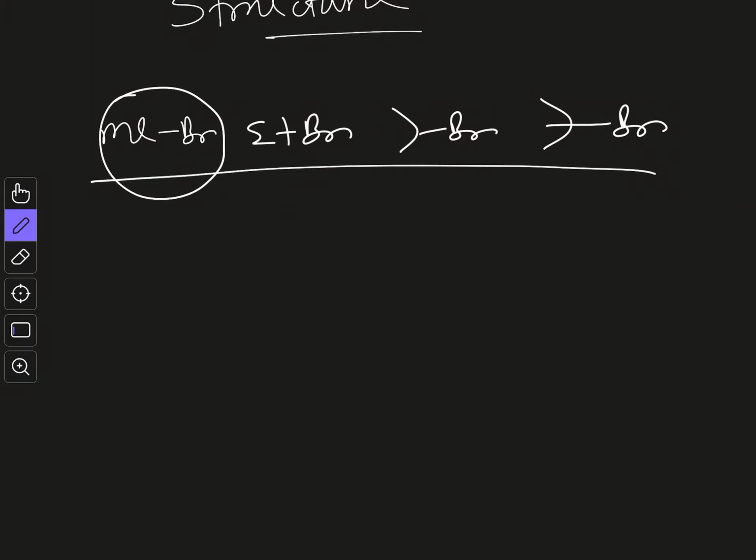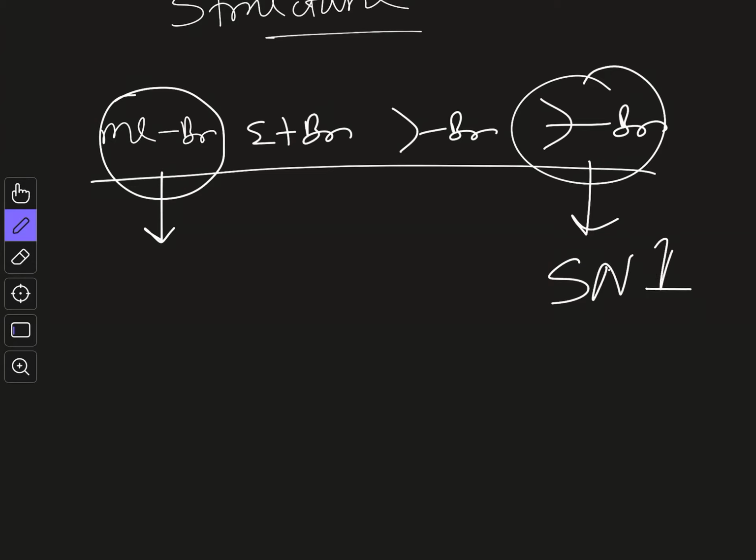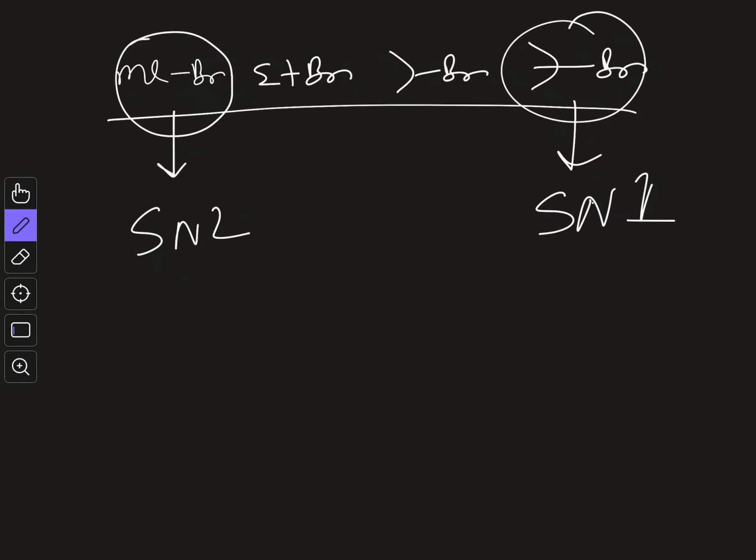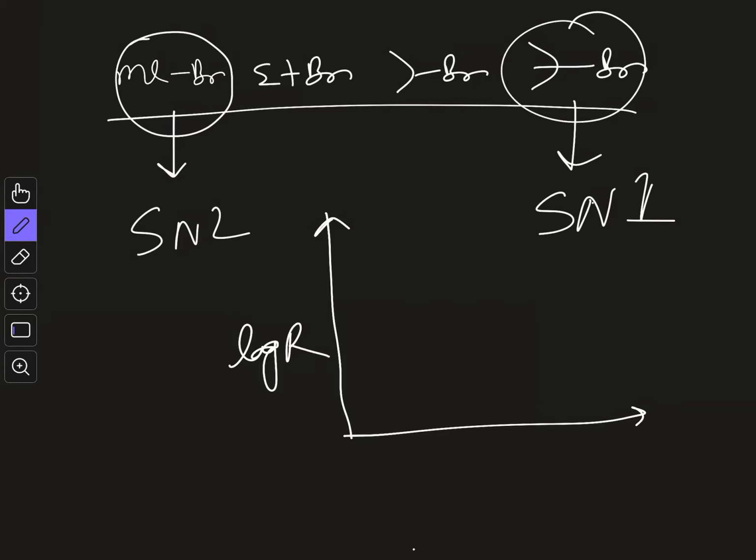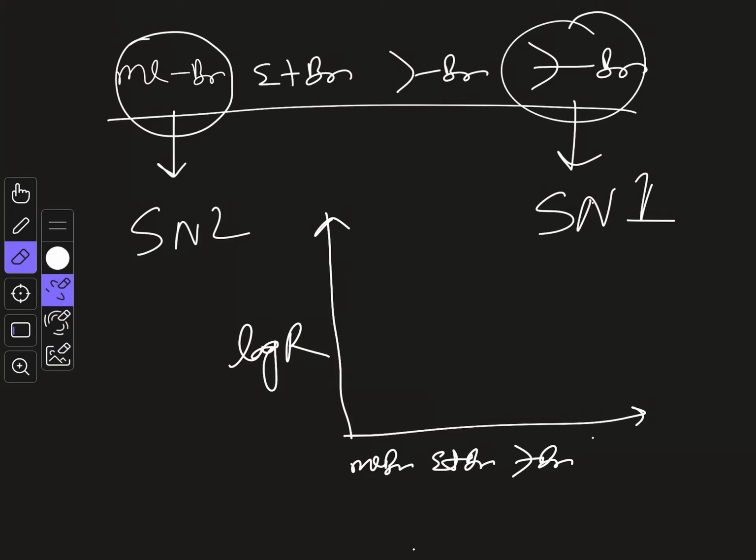Now both the first one, the methyl bromide, and the tertiary butyl bromide, we already have seen that this tertiary substrate shows SN1 reaction and this shows SN2 reaction, and both are very fast. So if we put their rate in a graph, this is, let's say, log of rate, and this is the substrate. So this is methyl bromide, this is ethyl bromide, this is isopropyl bromide, and this is the tert-butyl bromide. Here we have these 4 points.